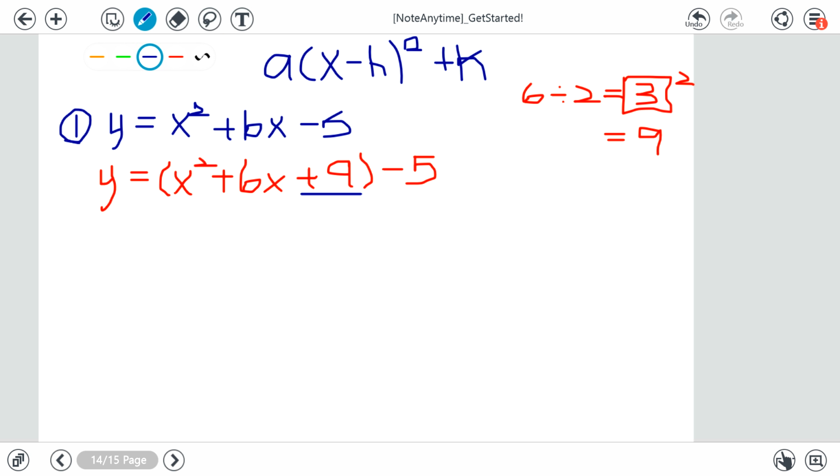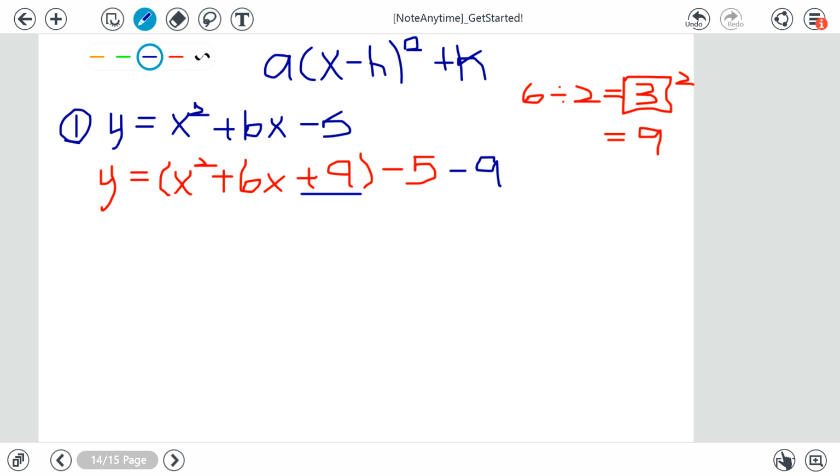Since I added 9, I'm going to subtract 9 so that I can technically say that I didn't do anything to this function, right? If you add 9, then subtract 9, you did not do anything to this function. So this is what we call tricking the function in my classroom. Don't tell other people because they'll get really offended.